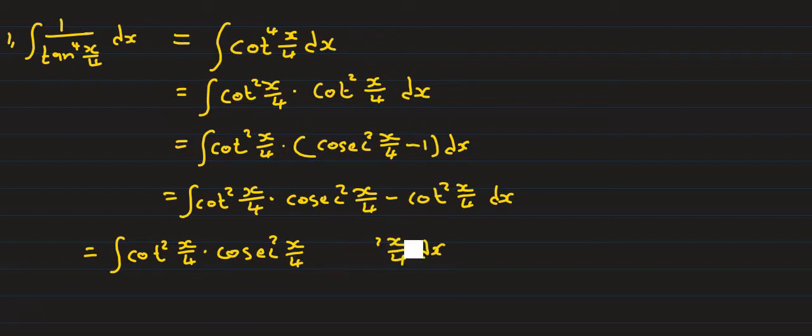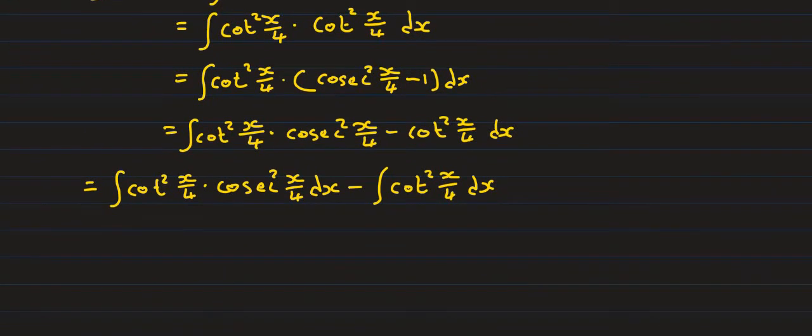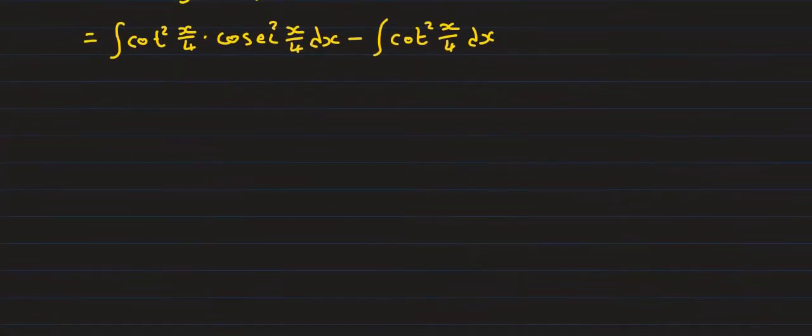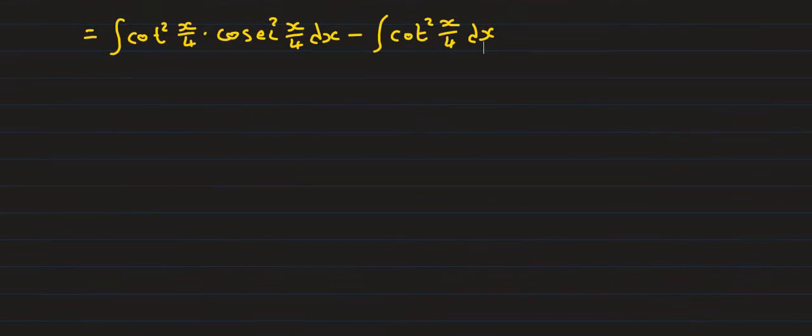We split the integral sign, so we have dx again. The integral of cot squared x over 4 dx. Any function like this, you look at the formula sheet; if it is not special, you can try substitution, and if substitution does not work, try by parts. So we try substitution for the first part.